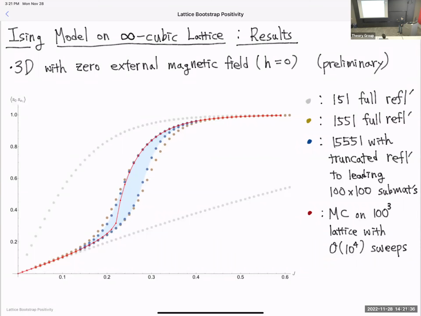But it turns out that 15551 had matrices which are quite big. So just for the numerical implementation, we took only the leading 100 by 100 principal submatrices. So this result is not coming from the full reflection positivities for this diamond. It's coming from some part of it. So it's already pretty good. And this red line is a Monte Carlo result. Okay. Any questions?